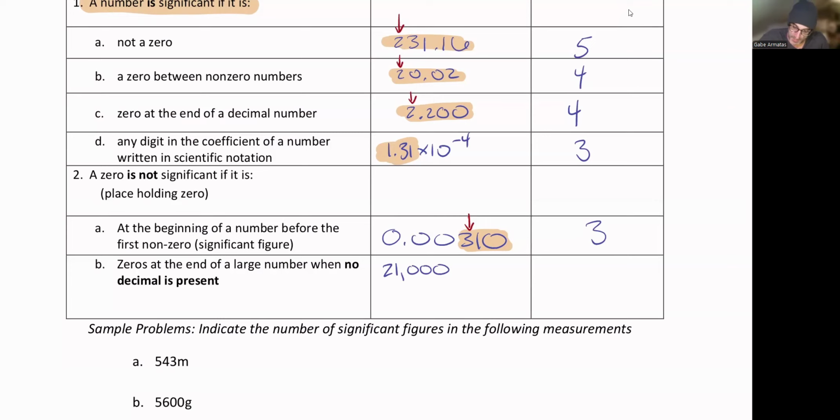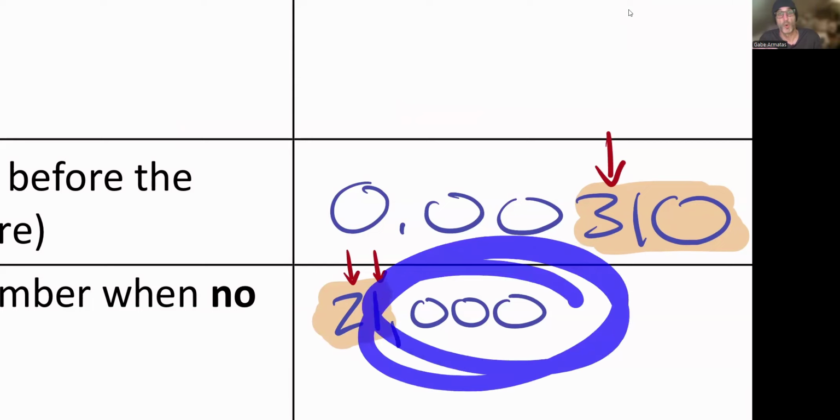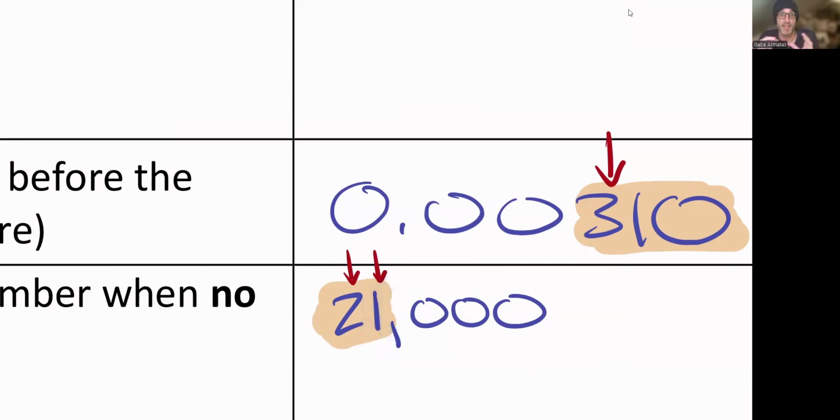Again, do the same exact thing. Let's find the first non-zero, which is going to be that 2. Well, it turns out when there is no decimal, we are going to find the last significant figure, which is that 1. Only those two are considered significant. These zeros right here, all they're doing is holding the place. All they're saying is that 21 is 21,000. Without those zeros, I still need to represent 21,000 somehow.